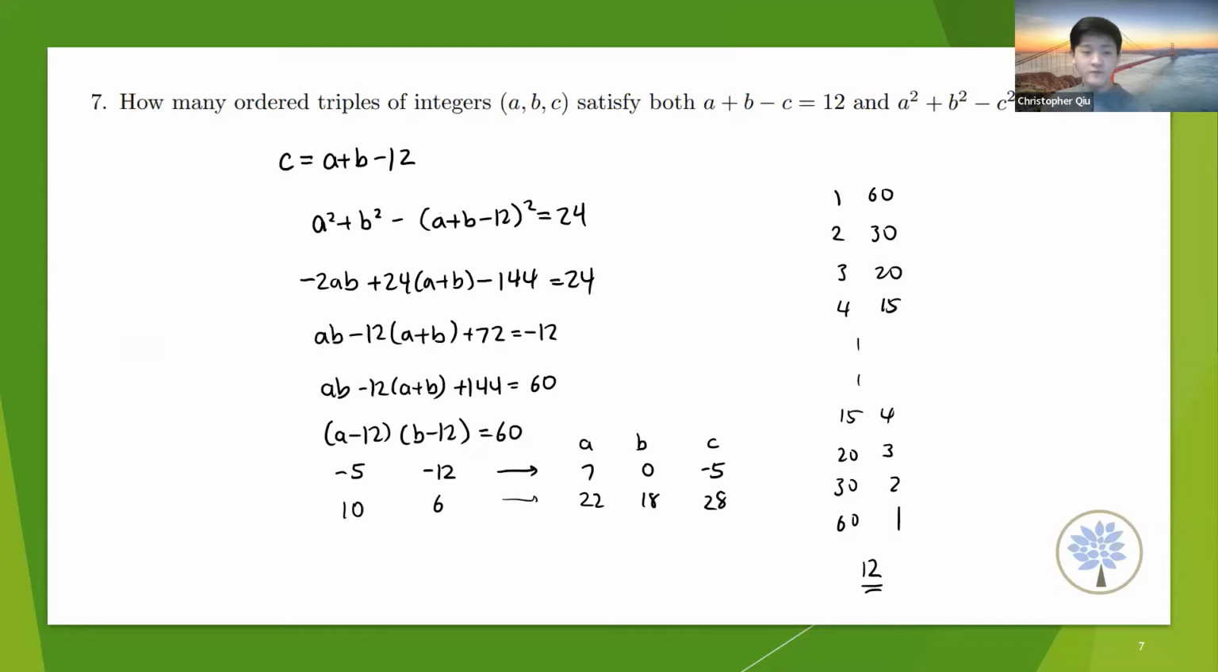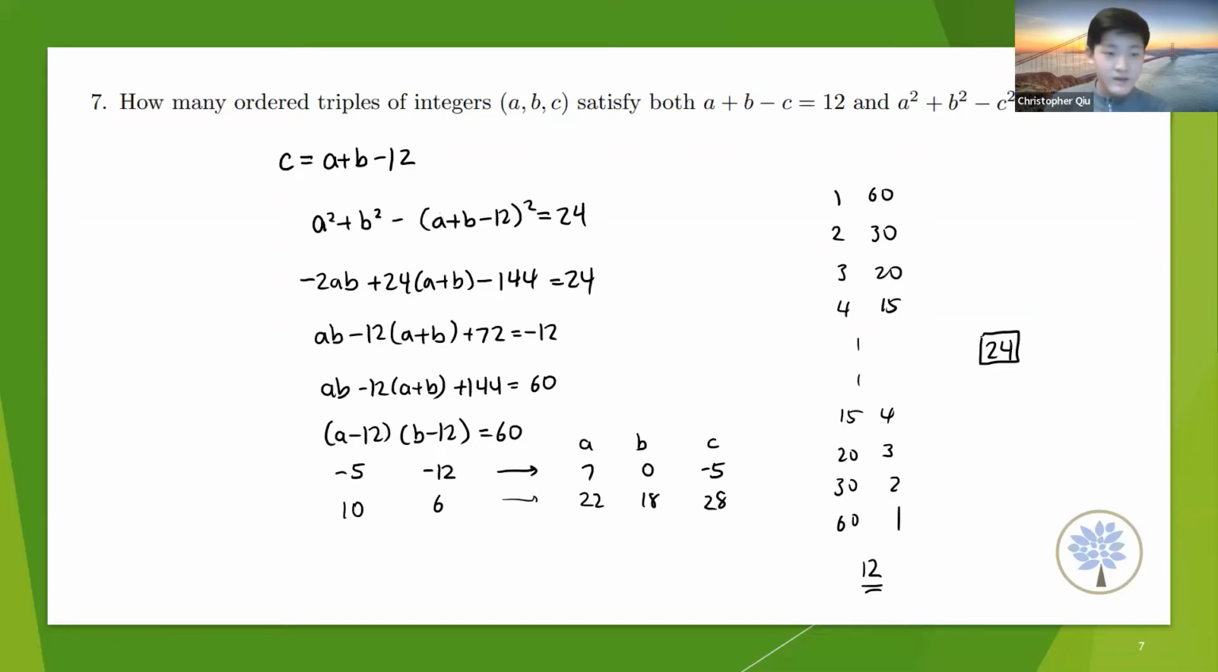And then the negative case is similar. If both a minus 12 and b minus 12 are negative, we can also find 12 pairs of numbers a minus 12 and b minus 12 that multiply to 60. So the final answer, which is the sum of these two possibilities, is 24. And we're done.